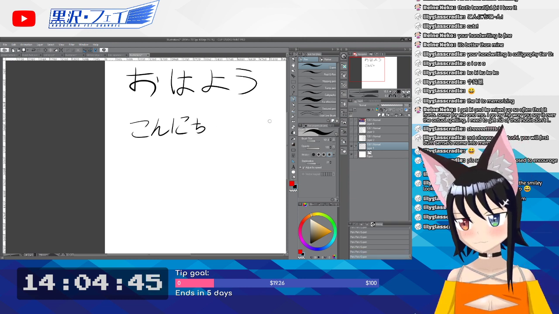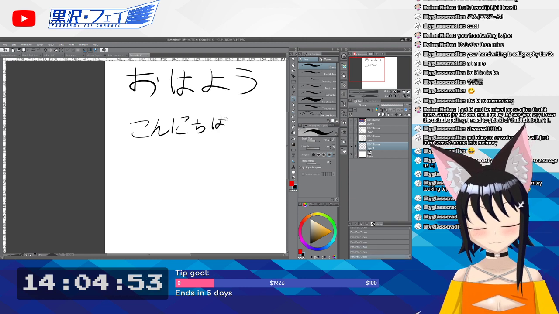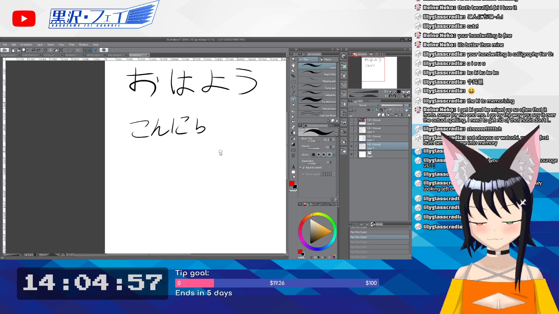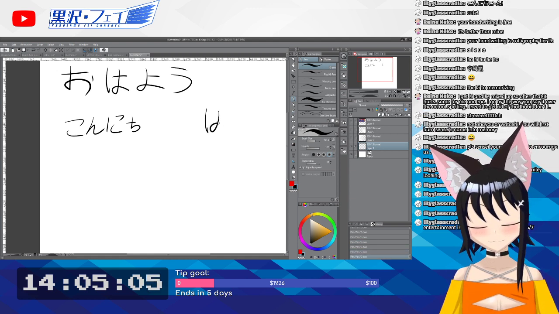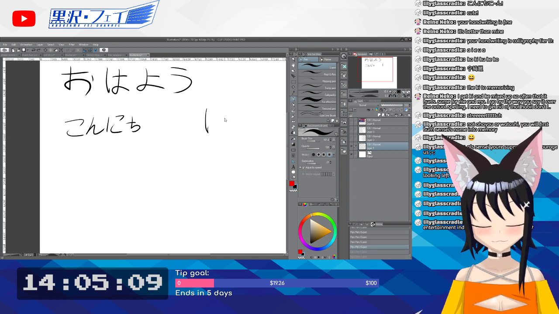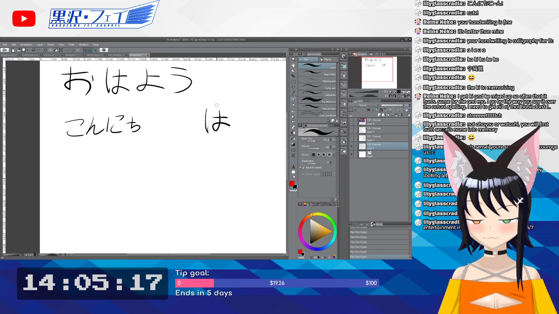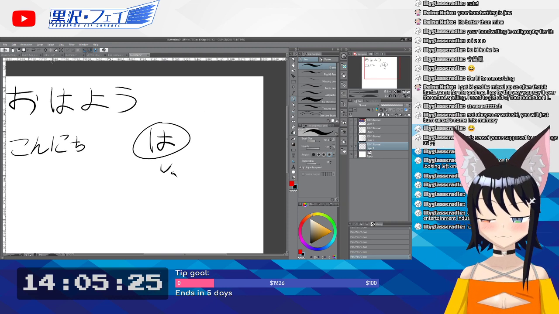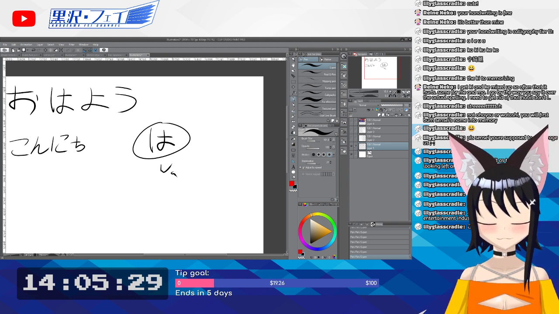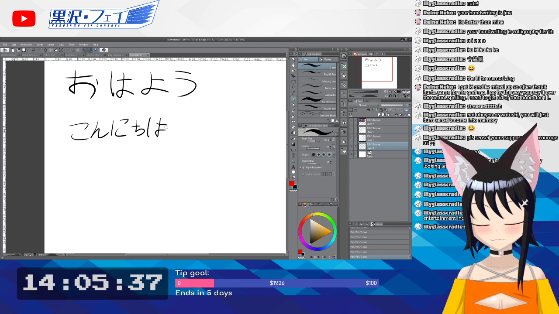Okay. Now here's kind of a trick question. Do you use this wa? Or do you use this wa? Because sometimes, under certain circumstances, this ha can be read as wa, and that's mainly in circumstances where it's being used as a particle, so like kore wa pen desu or anata wa baka desu. Yep. So Jam got it right. It's this. So it's not konnichiwa with a wa. That's wrong. It's konnichiwa.